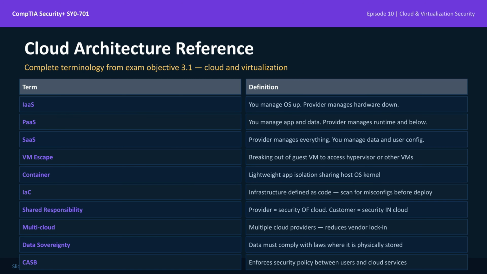This cloud architecture reference summarizes the key terms. Remember, IaaS manages the OS up, PaaS manages app and data, and SaaS manages data and user config. VM Escape is breaking out to the hypervisor, and CASB enforces security policy between users and cloud services.